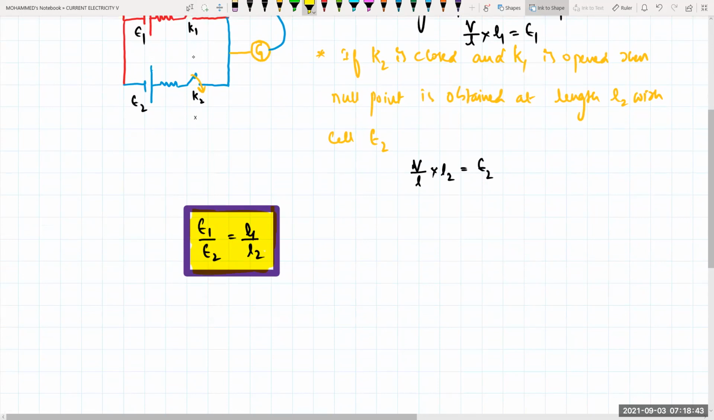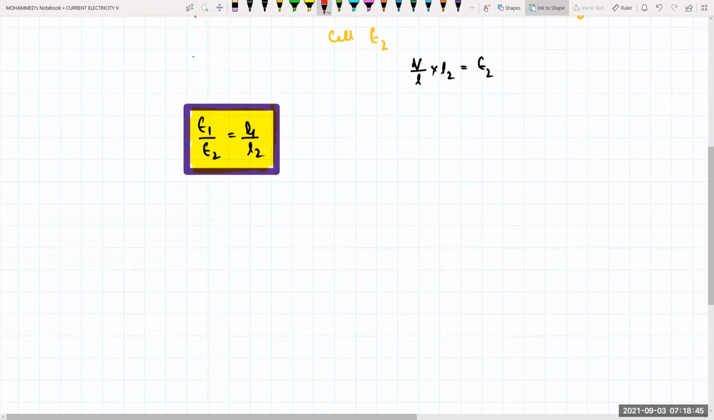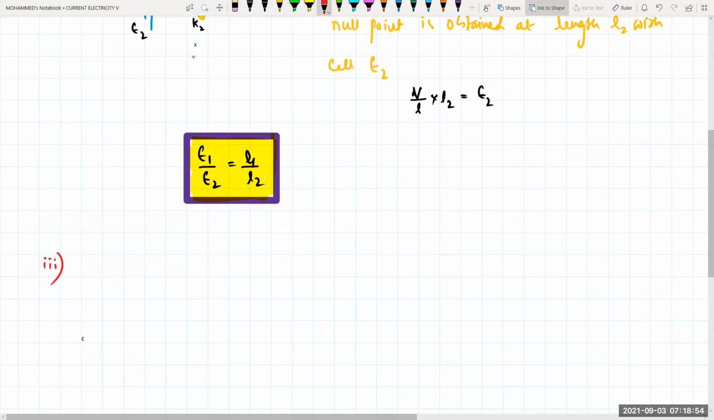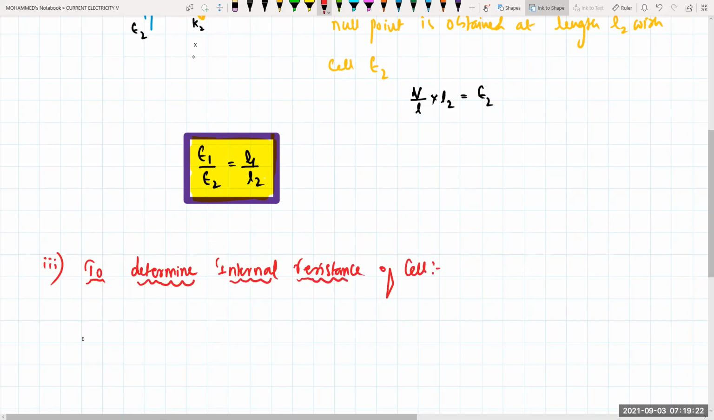Sure. The next use: to determine internal resistance. To determine the internal resistance of your cell. A very favorite area for framing questions in current electricity, for the mains as well as the NEET examination, beta.